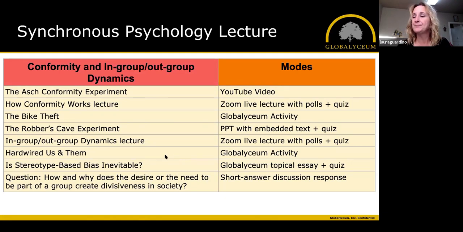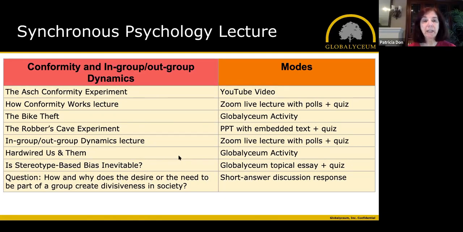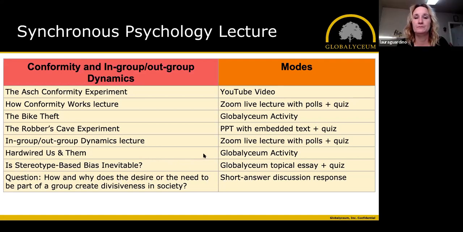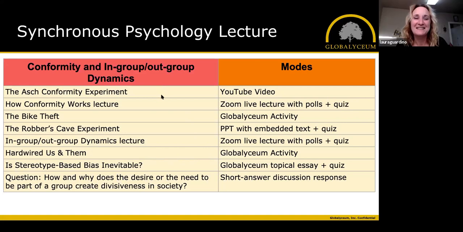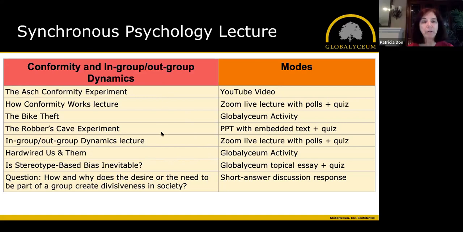Pat, you want to hop in? It's also hardwired us, and then there is an activity as well. Yes. This is one of the more recent ones that we love, because it's about Robert Sapolsky's work on the biological basis of in-group, out-group, which I did not even know. It was amazing work. Anyway, I just threw that in there. This would be Monday, from Asch to Robbers Cave, and then this would be Wednesday, the in-group, out-group down to stereotype, bias, and inevitable.